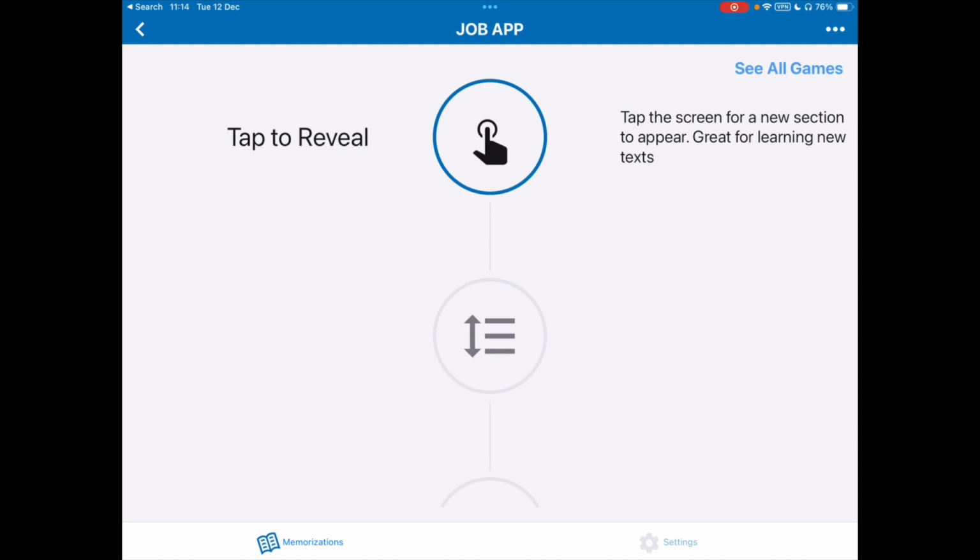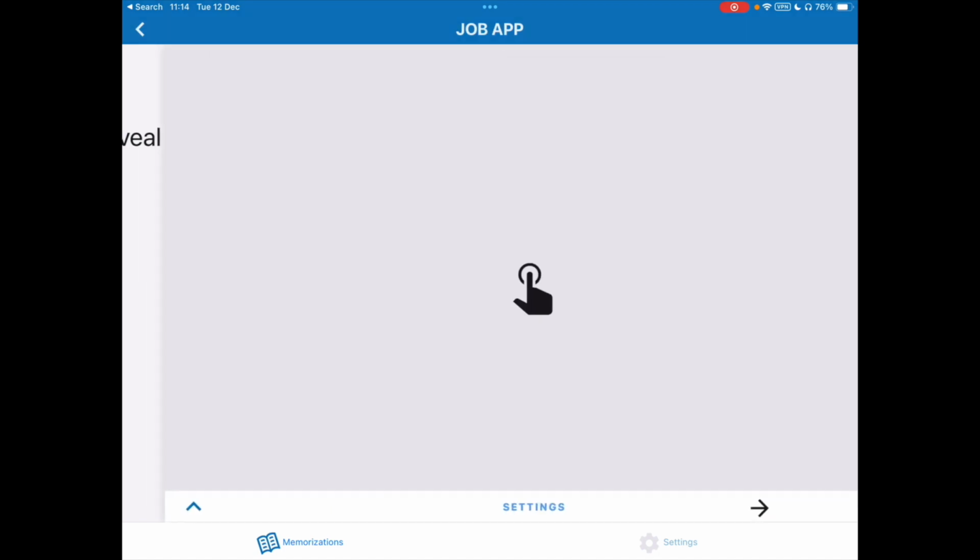So if it's new to you, you might want to do tap to reveal first. So when you tap on that, you can see each time that I tap on the screen, I've got my first word there. Me llamo Beyonce. Now, you can see the arrows here, you can go back. So that was just to remind myself, me llamo Beyonce. Let's check it. Me llamo Beyonce.